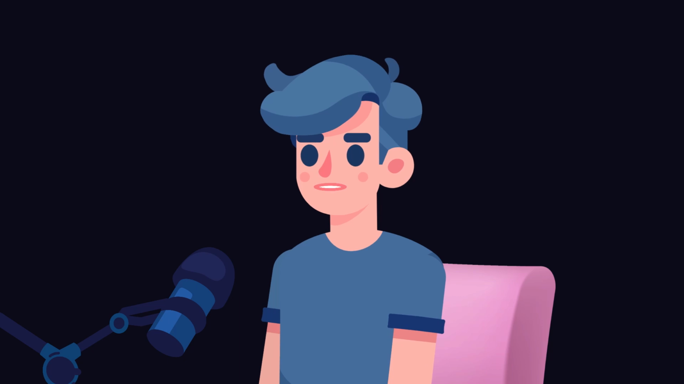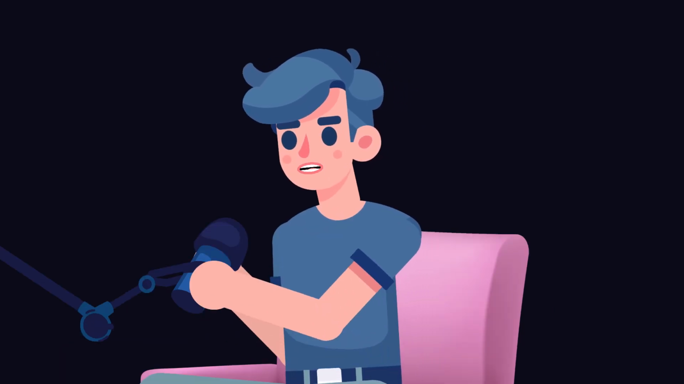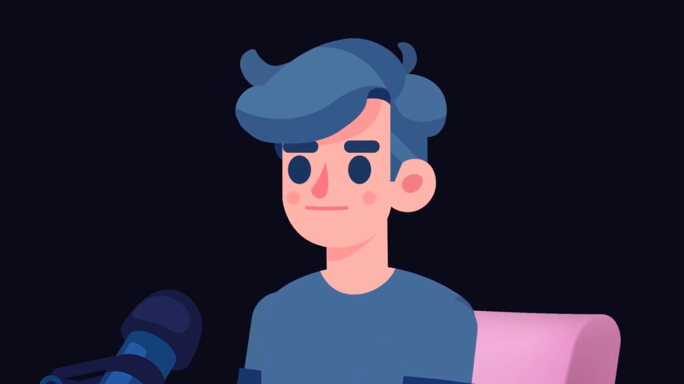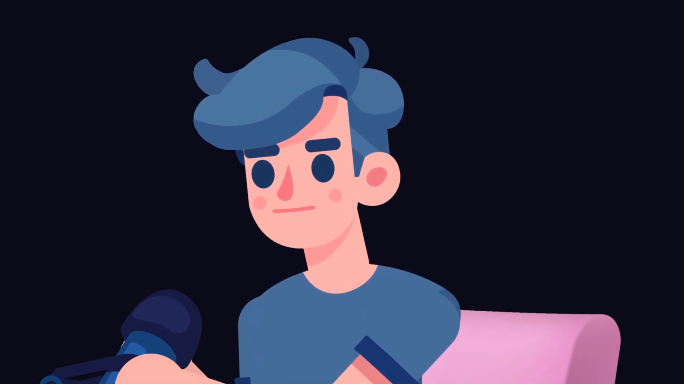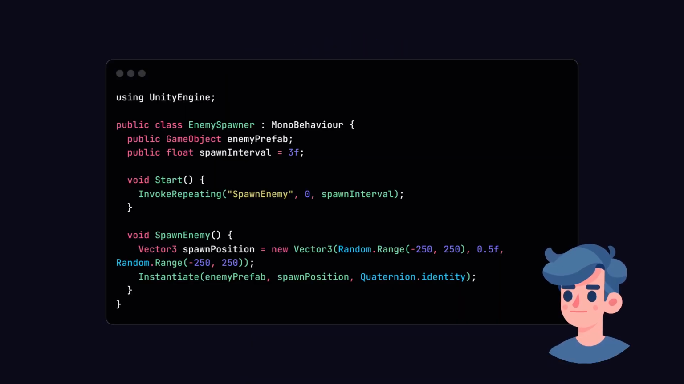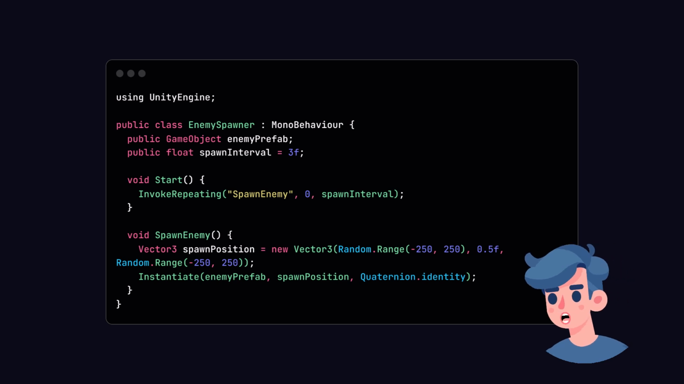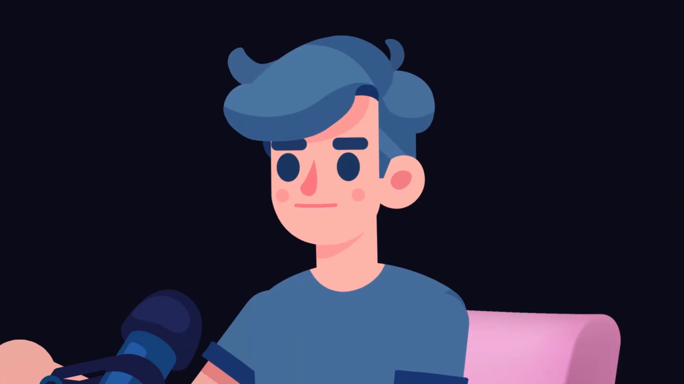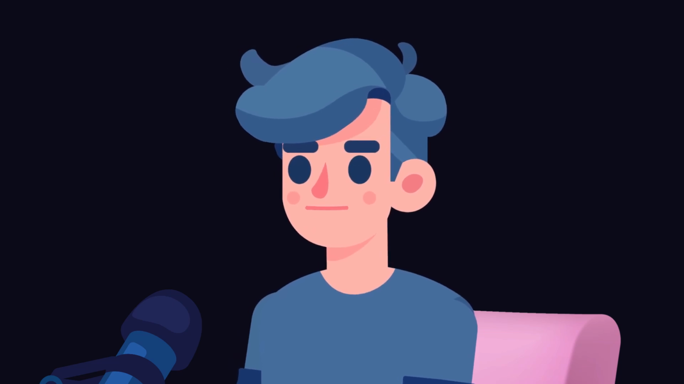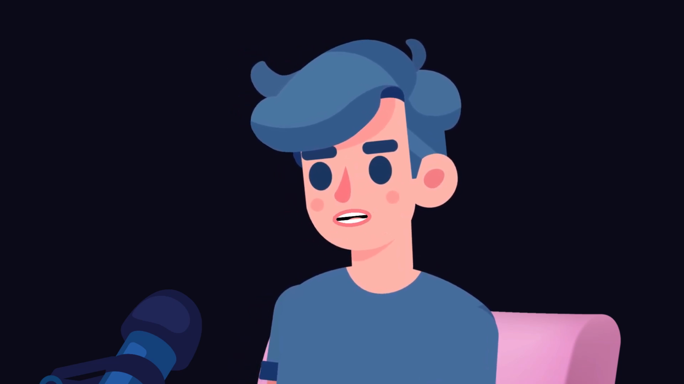Step 6. Spawning enemies. We'll create a script to spawn enemy units at regular intervals. Create another script called Enemy Spawner and attach it to an empty game object in the hierarchy named Enemy Spawner. In the Enemy Spawner script, we'll implement a method to spawn enemies randomly on the terrain. Here's a sample code for that. This code makes the spawner call the spawn enemy method every 3 seconds. Adjust the spawn interval as necessary.